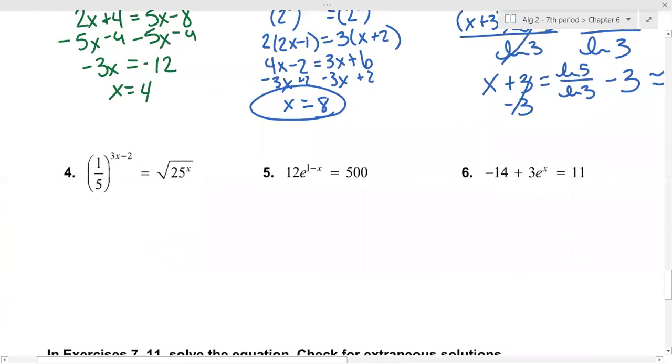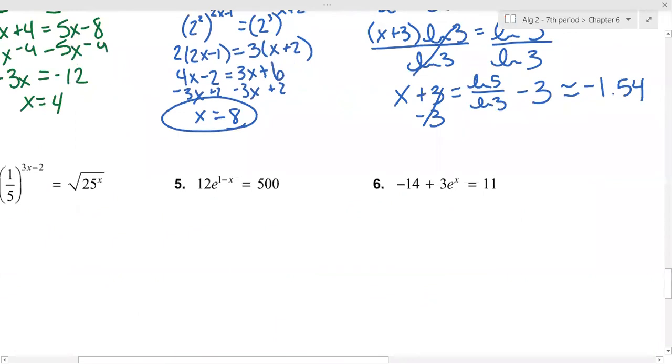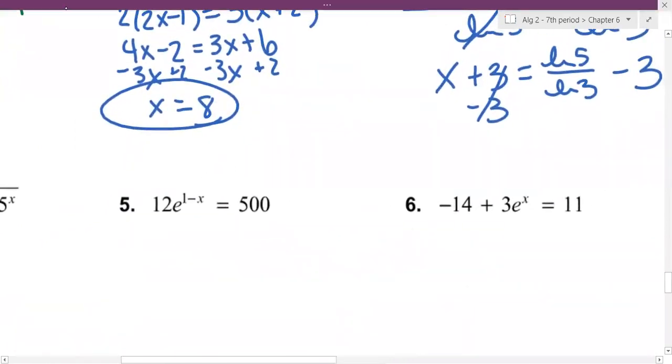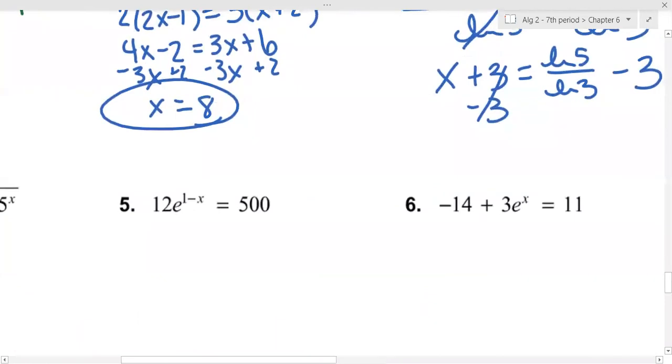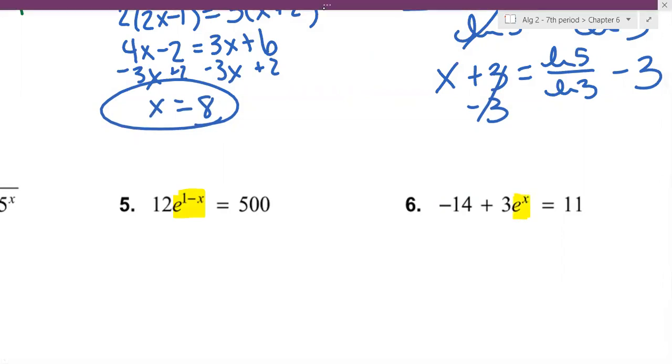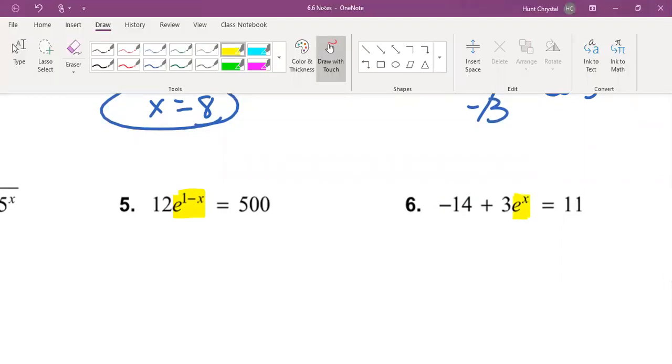All right, we're going to skip number 4 for right now, just because I want to show you how to do these also in number 5 and 6. These are still going to be natural log problems, but I need to get this, let me highlight it here for you. I need to get this e to the 1 minus x. And like in number 6, I need to get this e to the x. I need to get that by itself.